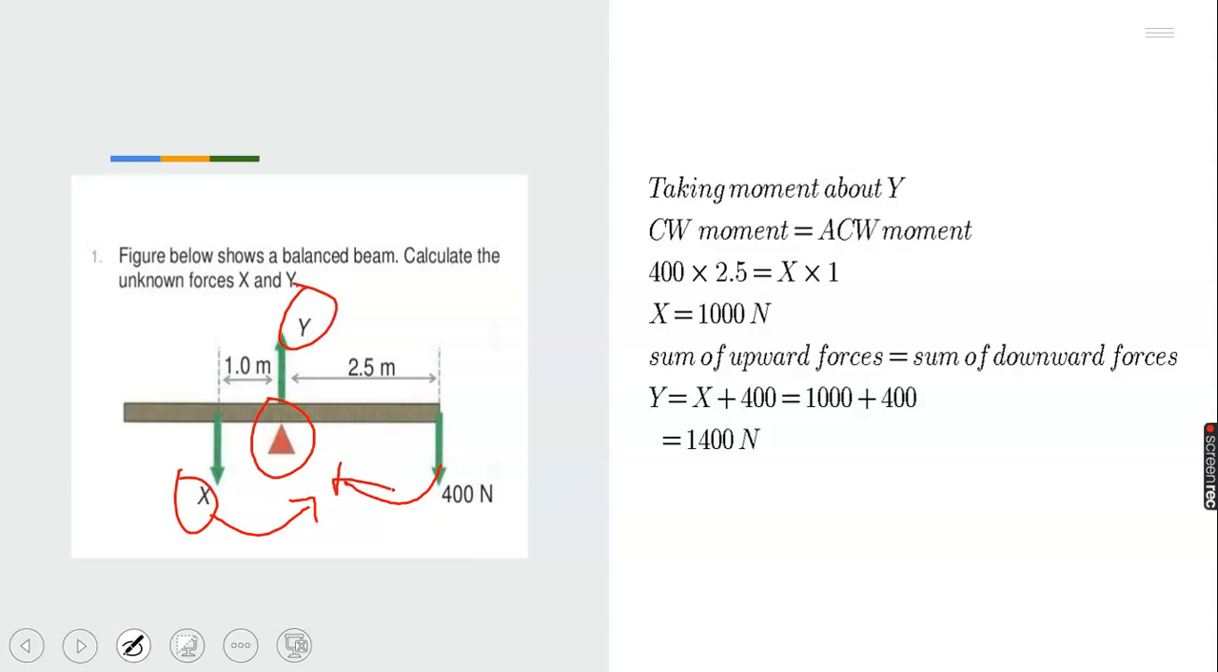To find the value of Y, from the second condition of moment, we know that sum of upward forces equals sum of downward forces. That is why we have something here. You can see Y equals X plus 400. This is upward forces and this is what? Downward forces. That is X plus 400, which equals 1400 Newton. That is how to calculate forces acting on a beam in equilibrium.